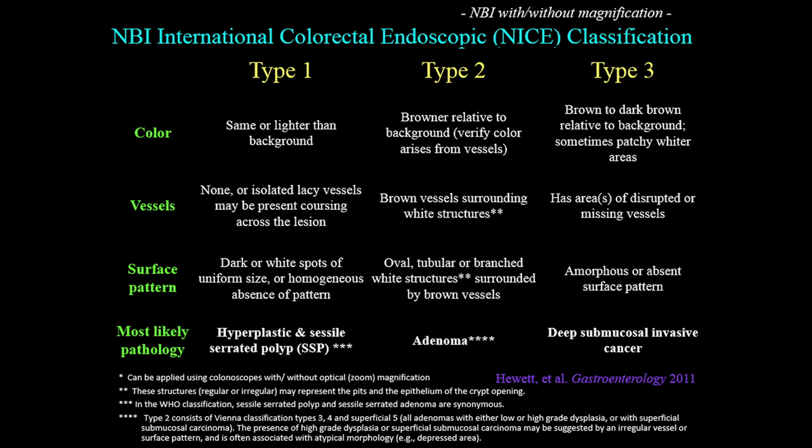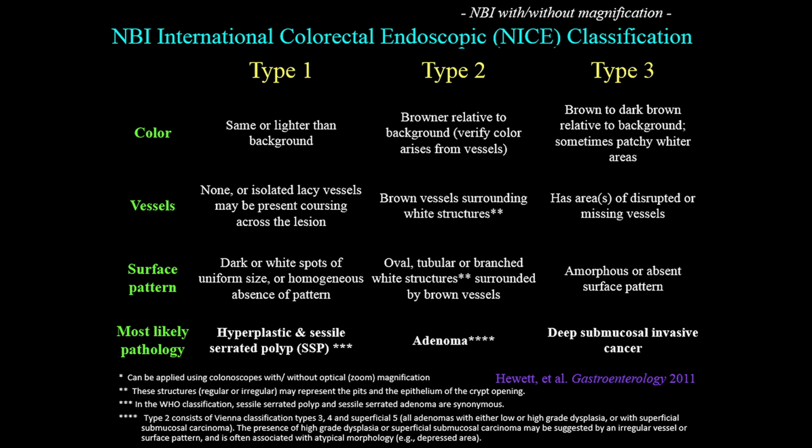Therefore, some of the European experts working together with Japanese experts developed the NICE classification, a little bit simpler, divided into 3 groups. If the surface structure is still keeping the normal vascular network and regularly arranged network, it suggests normal background mucosa. And if the surface structure becomes a little bit irregular, it usually suggests mucosal cancer or adenoma. And of course, if the surface structure becomes highly irregular or amorphous, it suggests deeply invasive cancer.